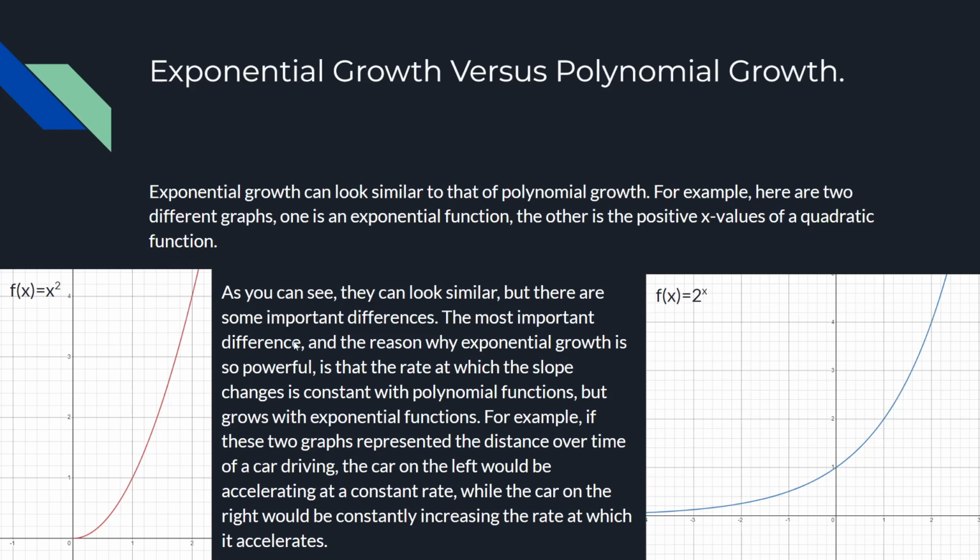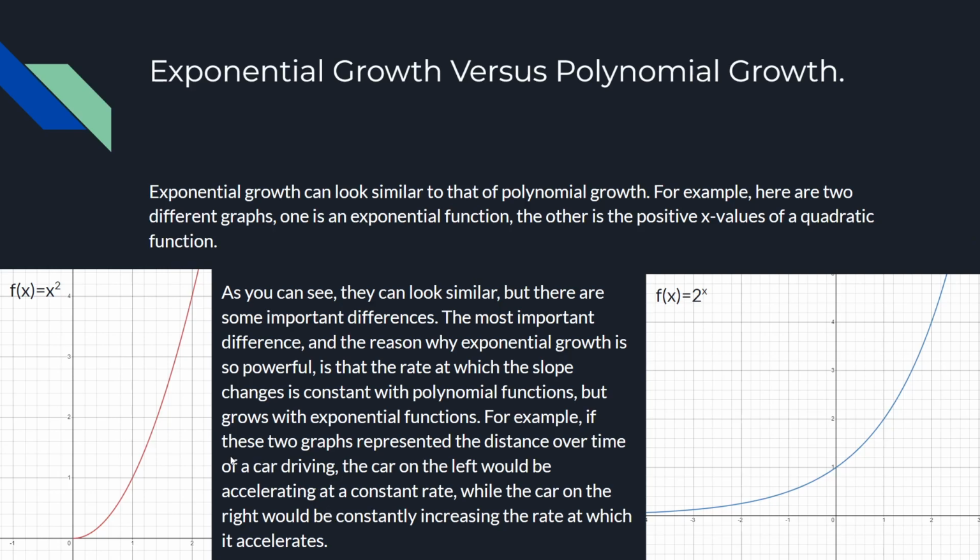Now, they look similar, but the main difference is that the rate at which the slope changes on a polynomial function is constant. But on an exponential function, the rate at which the slope changes is constantly increasing. So even though the slope is constantly increasing on each one of these, the rate at which it increases is constant on a polynomial, but not on an exponential. And that's why it's so powerful, and it increases to such high y values over a short period of x values.